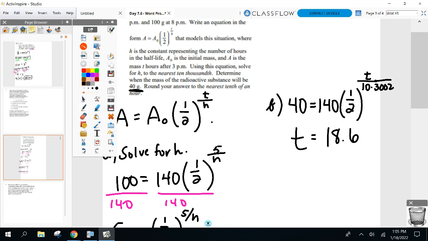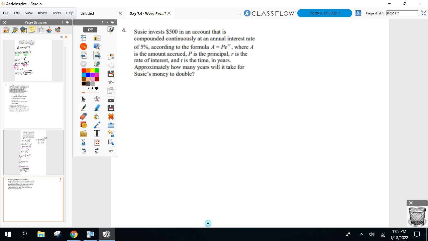We got to help Susie out here, and then we can get out of here. Imagine only investing $500. All right, so she's going to invest 500 at a rate of 5%. Using our formula here, A equals P e to the r t. P is the principal, the initial amount we invest. R is your rate, T is time in years. How many years is it going to take for her to double?